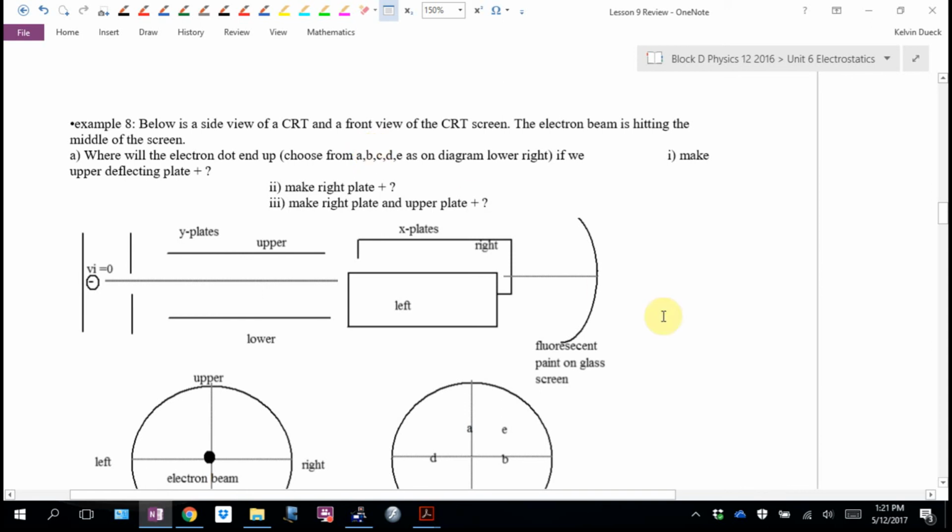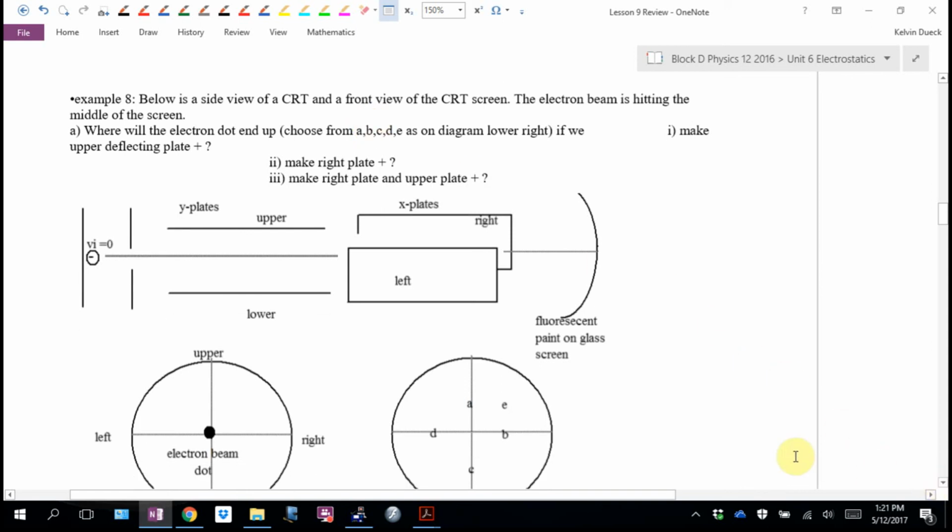Here is our model television. I've given you a side view. So in the side view, we have the accelerating plates. These are the Y plates. They deflect the electron up or down. These are the X plates. They deflect the electron left or right. And let's imagine that we are sitting in a chair watching TV.